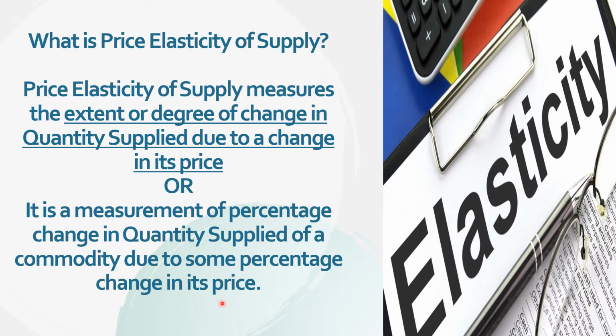So what we are essentially trying to study in elasticity of supply is how do producers, firms, react to a change in price in terms of quantity supplied. So what is the percentage change in quantity supplied as a result of a percentage change in price? And how elastic supply is. Is it rigid or is it elastic?